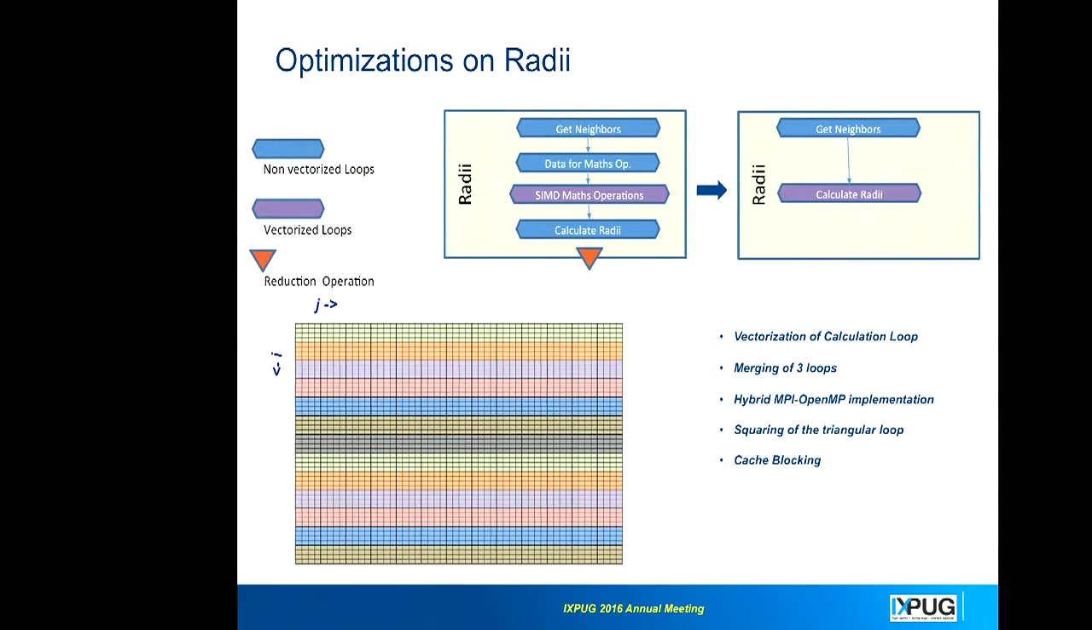The other major change is we removed the triangular loop. So we made it a squared loop again. This eliminated the need for reduction. In this case, we found that straight away removing reduction gave us a gain of 50% of time for radii. There is no need for any thread to communicate, so removal of reduction gave a very good advantage. So this is for radii.